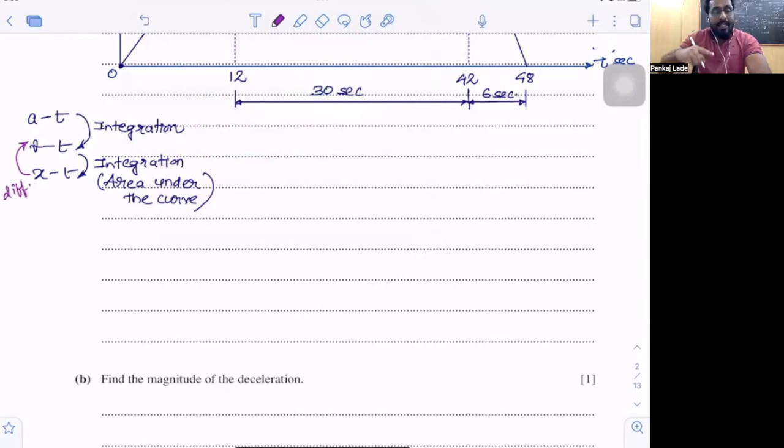Okay, so differentiate the XT curve, find the slope, you get the VT curve. If you are given the VT curve and you want to get the AT curve, again you want to differentiate. So this sequence must always be remembered. From AT to VT, VT to XT, do integration. From XT to VT, VT to AT, you do differentiation.